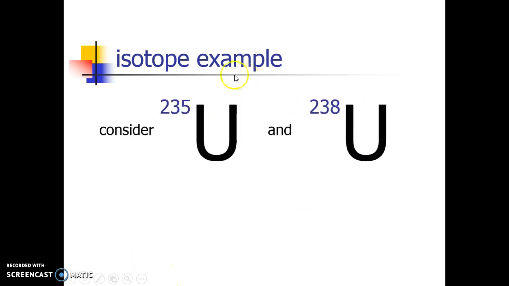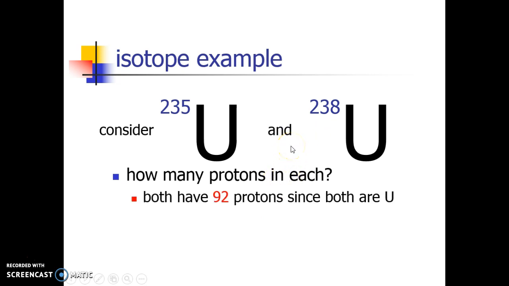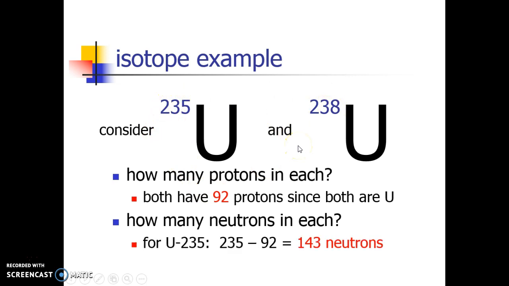So you've got uranium-235 and uranium-238. Those are the two most common isotopes of uranium. So how many protons in each? Well, you look up uranium on the periodic table and you see the atomic number is 92. So 92 for both of them. But that means to get the number of neutrons, you're going to have to take the mass number and subtract 92. So you've got 143 neutrons for uranium-235.